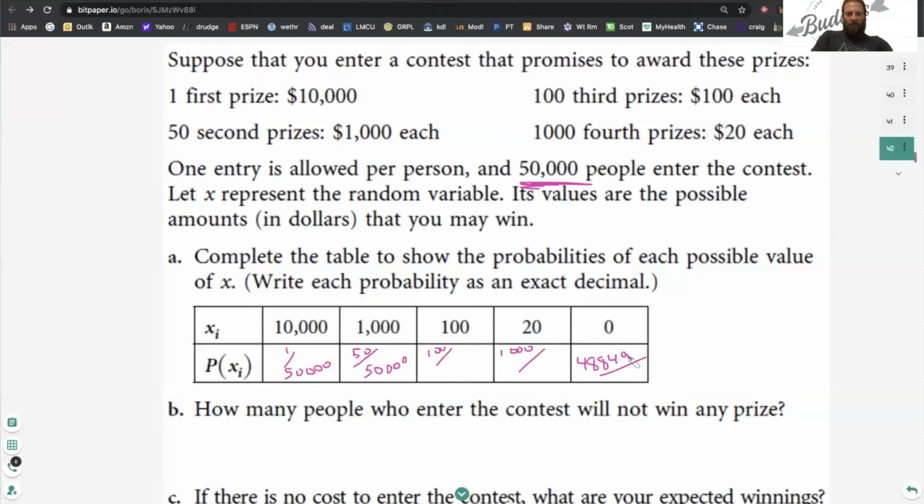Let's see here. So if I add 1, that's 50. If I add 50, that's 900. 100 would be 1,000. Yeah, that's good. All right. Again, those are all out of 50,000.